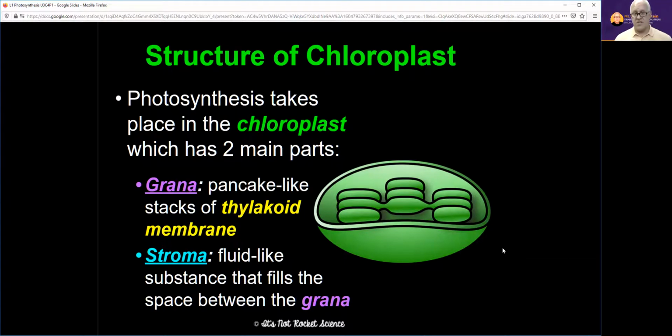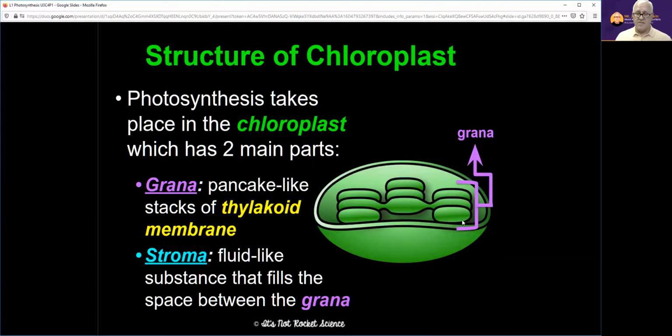It's a fluid-like substance that fills the space between all of these grana, or these pancakes. Now, if any of you have ever seen a battery taken apart, you'll know that in a battery that stores energy, you have little panels, and then there's fluid in there. And that's what helps conduct its electricity in a battery. But here, this stroma helps fill that space between the grana so that the reactions can happen. And we're going to look at the structure of the chloroplast a little bit in more detail when we get into our next part of this discussion.